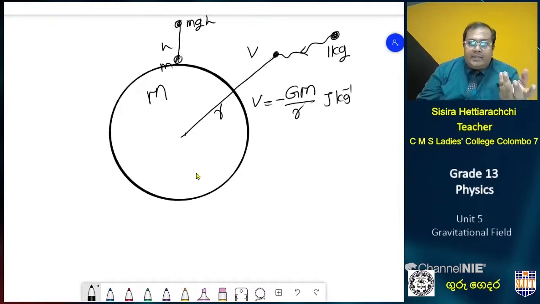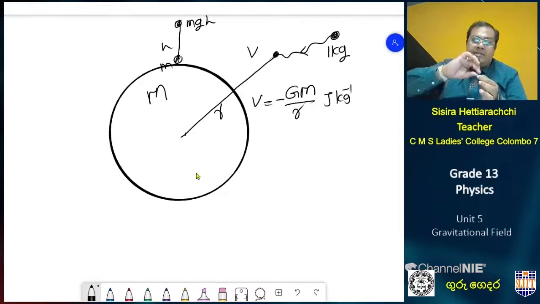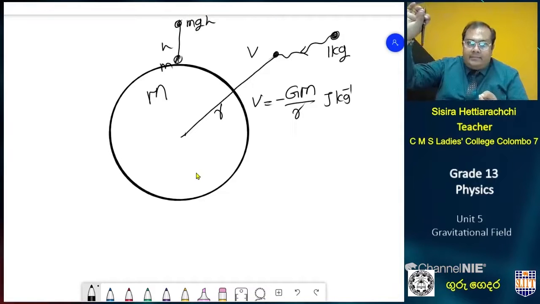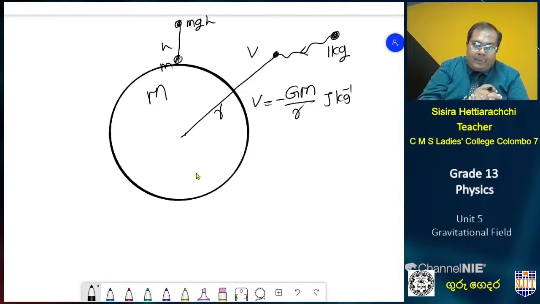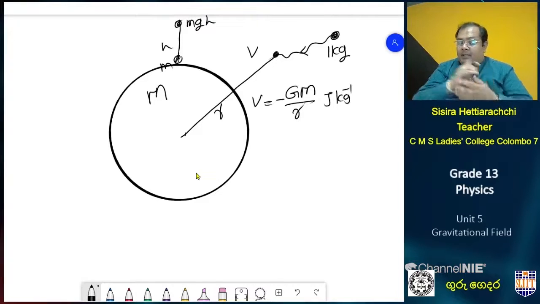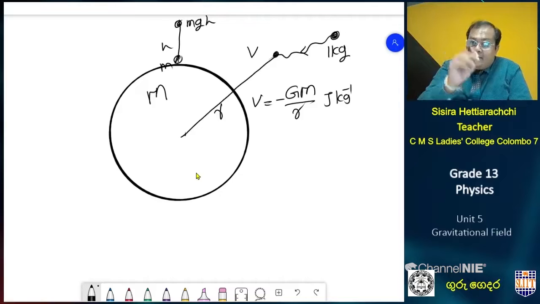Then here the potential V equals minus GM over R. What is capital M? The mass of this big object. R is the distance from the center of that object to the outside. That is the potential: V equals minus GM over R. It is negative. You can't remove that negative sign. Never. And this is the potential.